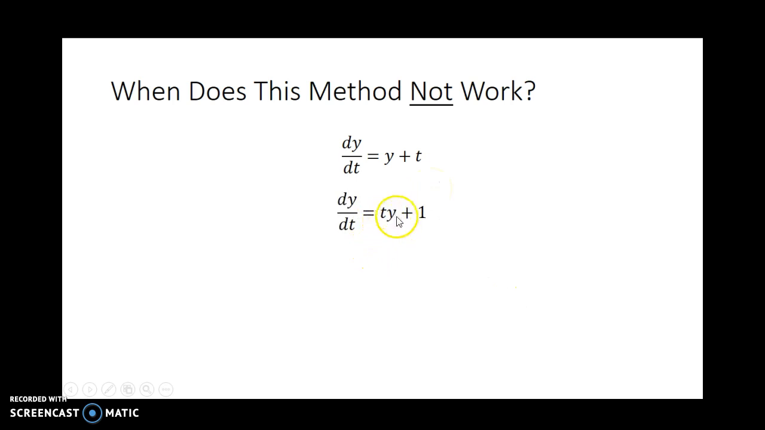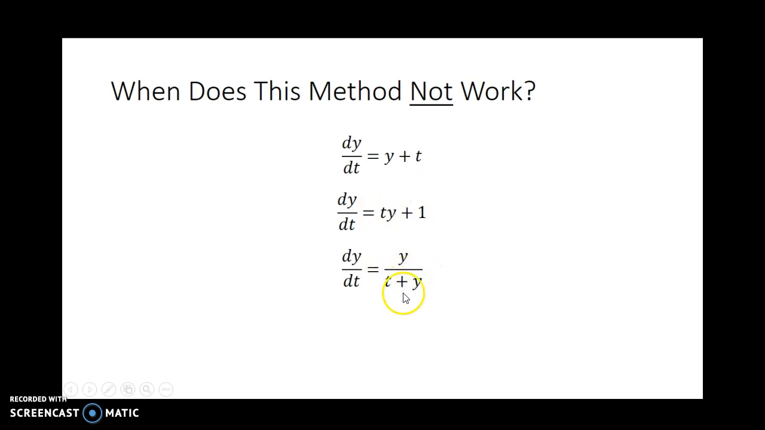Same thing here, ty plus 1. Well, we do have t times y, but the problem is if I divide both sides by y, then I'm going to be stuck with 1 over y. If I divide both sides by y plus 1, well, that's still going to be an issue because the t can't be factored out from 1.